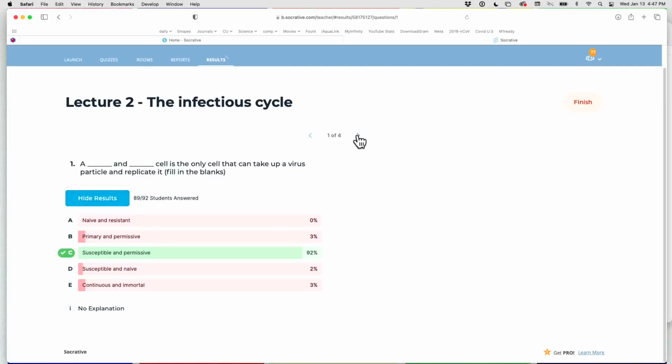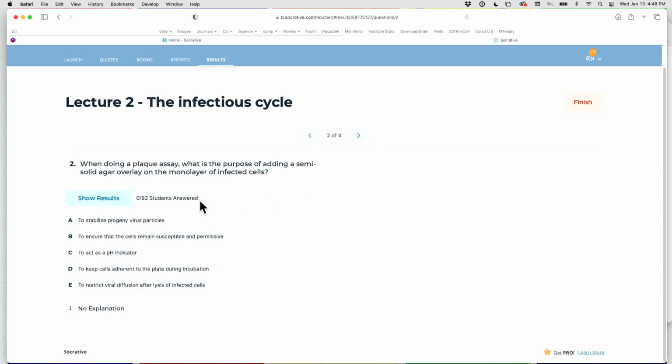Go to the next question here on the website, which is, when doing a plaque assay, what is the purpose of adding a semi-solid agar overlay on the monolayer of infected cells? All right, what's the purpose of the agar overlay? Stabilize progeny virus particles to ensure that the cells remain susceptible and permissive, to act as a pH indicator, to keep the cells adherent to the plate, to restrict viral diffusion after lysis of infected cells. While you're doing that, I'll look at some of the questions here.